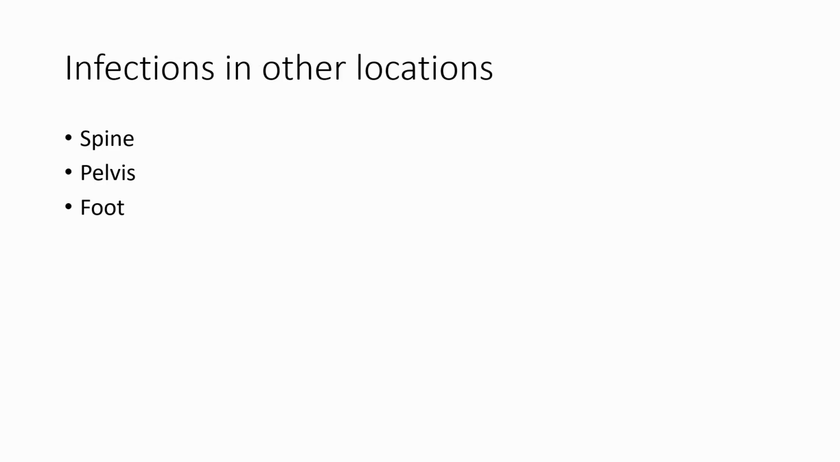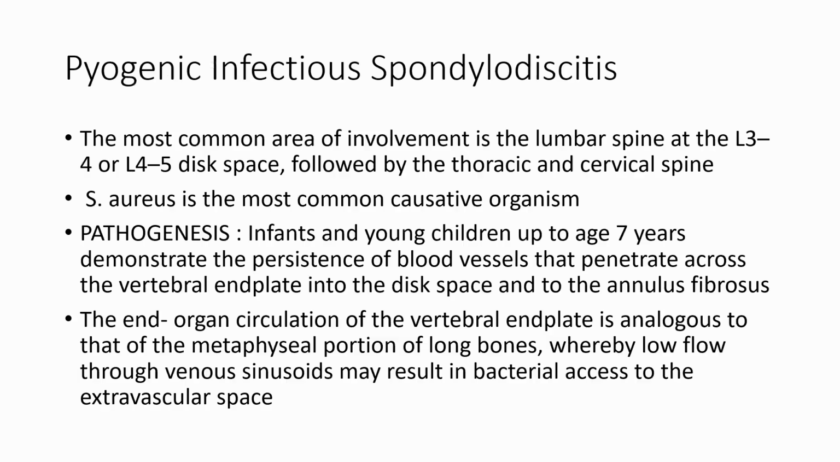Last topic, the infections in the other locations: spine, pelvis, and foot. The next. Pyogenic infection, spondylodiscitis, usually occurs at the L3-L4 or L4-L5 disc space, and Staphylococcus aureus is the most common organism. The pathogenesis is that infants and young children up to the age of 7 years demonstrate the persistence of blood vessels that penetrate across the vertebral end plate into the disc space and the annulus fibrosus. The end organ circulation of the vertebral end plate is analogous to that of the metaphyseal portion of long bones, whereby the low flow through venous sinusoids may result in bacterial access to the extravascular space.